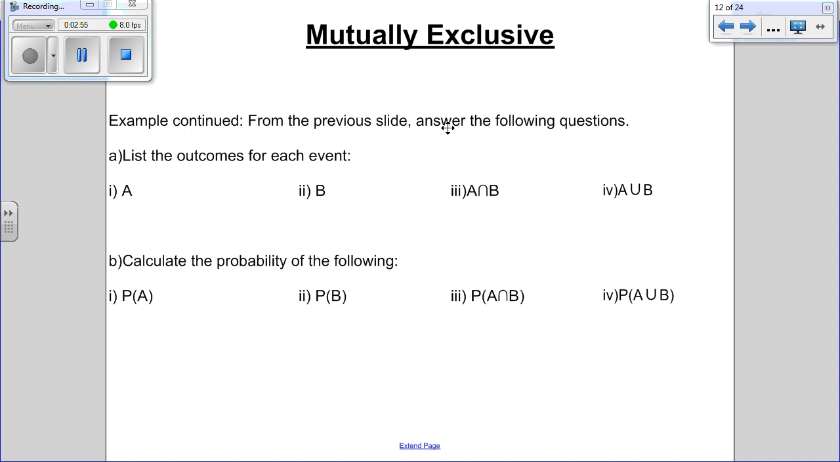For each of the questions before, list the outcomes for each event. So what are the possible outcomes for A? 2, 4, 6. What are the possible outcomes for B? 1, 3, 5.